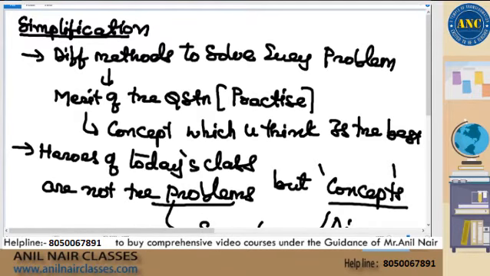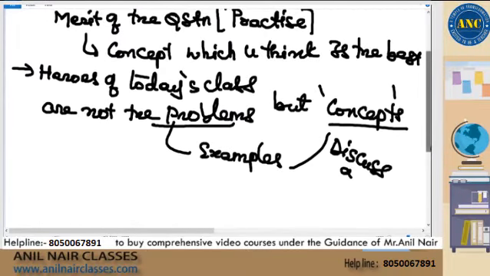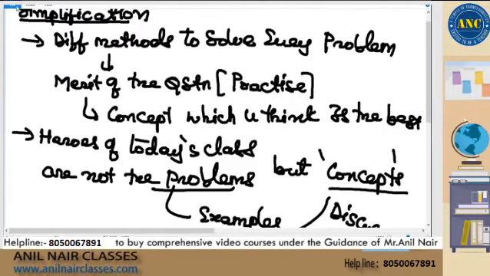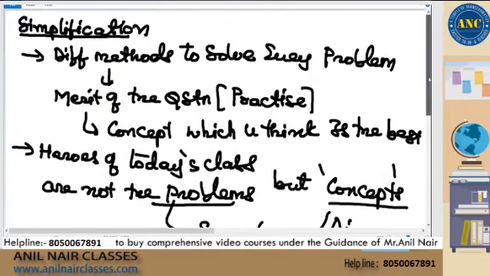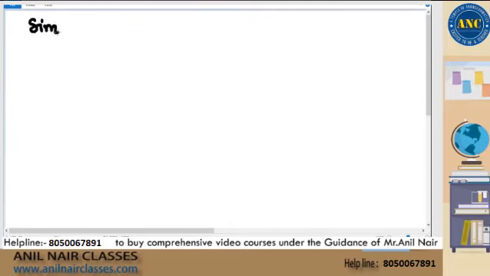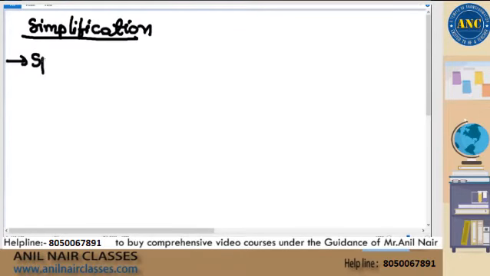Simplification. To solve simplification questions, the following are mandatory. You should know all this. Wherever any concept is there, I will discuss it. The following things you should know mandatorily, otherwise you will take a lot of time.